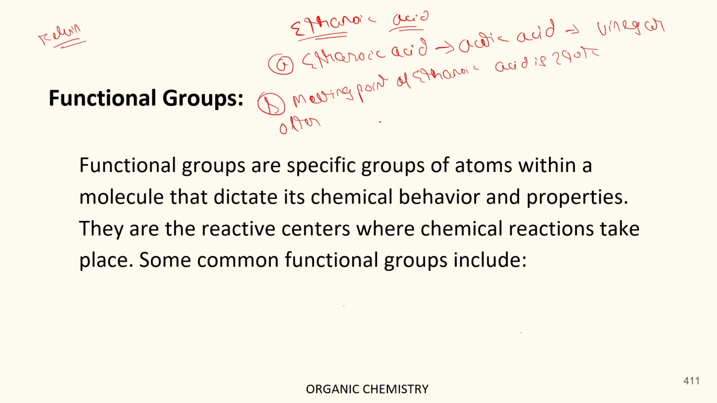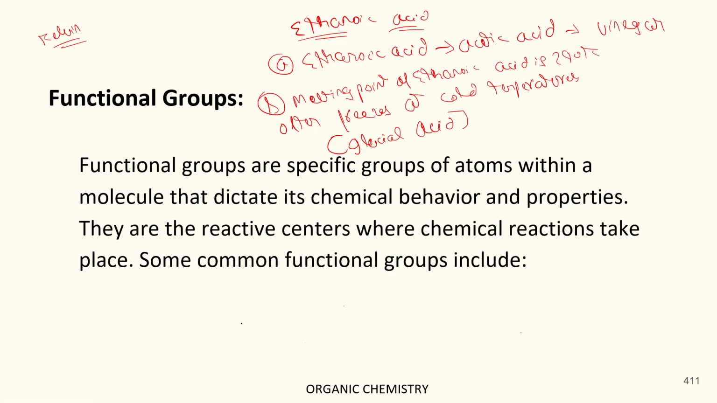So the melting point of ethanoic acid is 290 K, so it often freezes at cold temperatures. That's why it is also known as glacial acid. It is known as glacial acid because it often freezes at colder temperatures.